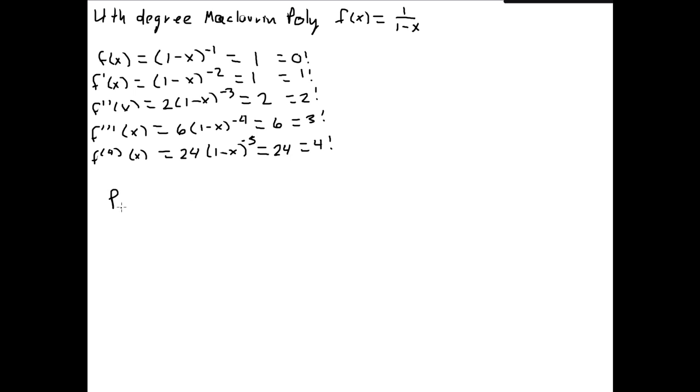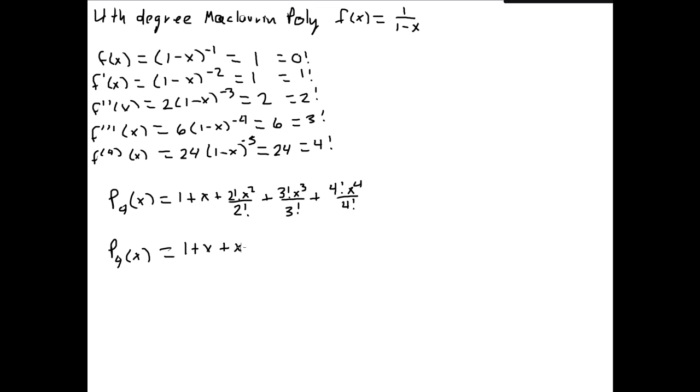So the Maclaurin polynomial of fourth degree is equal to 1 plus 1 times x plus 2 factorial times x squared over 2 factorial plus 3 factorial x to the third over 3 factorial, and finally plus 4 factorial x to the fourth over 4 factorial, which hopefully you can see is going to simplify to 1 plus x plus x squared plus x to the third plus x to the fourth.